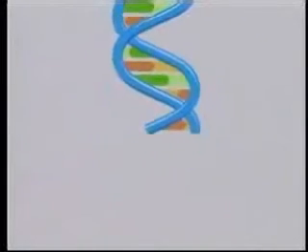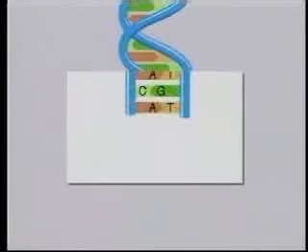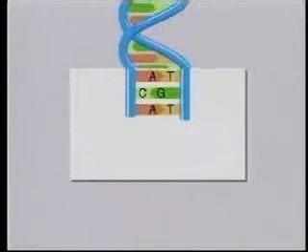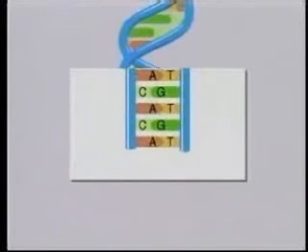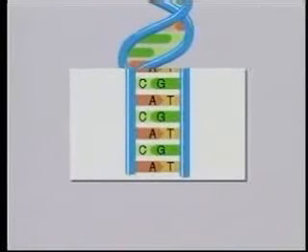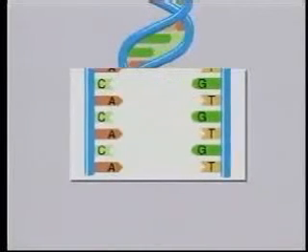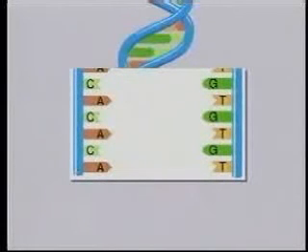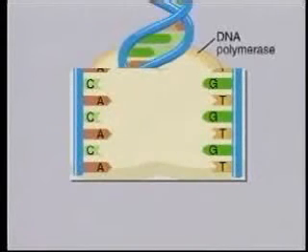DNA makes copies of itself through a process called replication. At the beginning of replication, the double helix unwinds. Enzymes break the hydrogen bonds holding the base pairs together, and the strands separate. Each strand of DNA is copied by an enzyme called DNA polymerase.